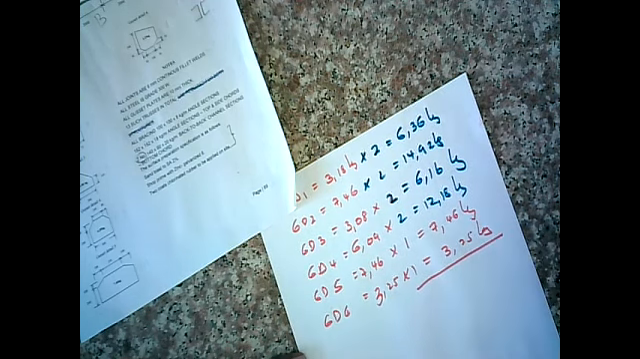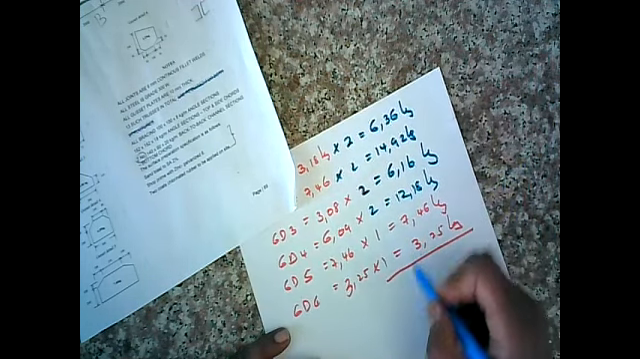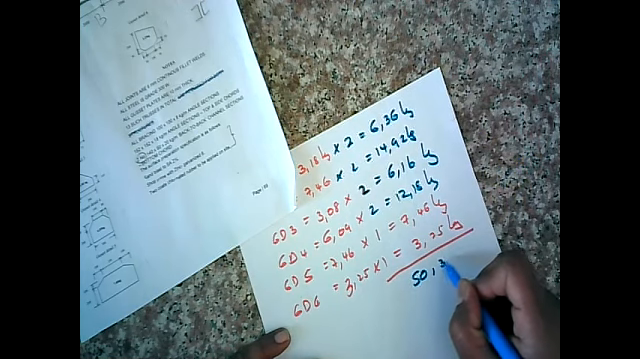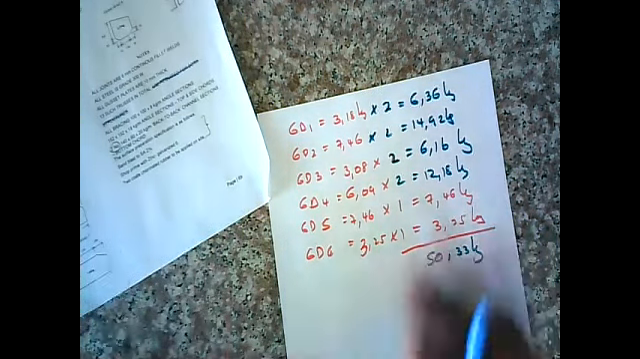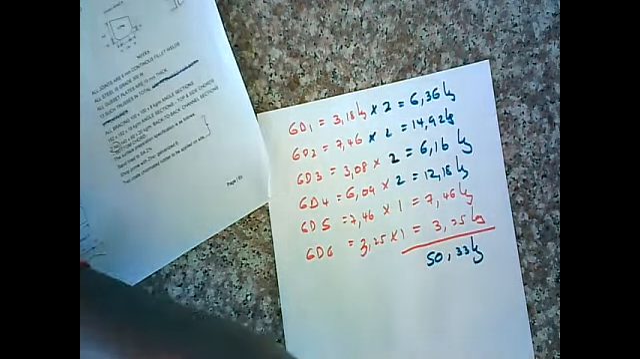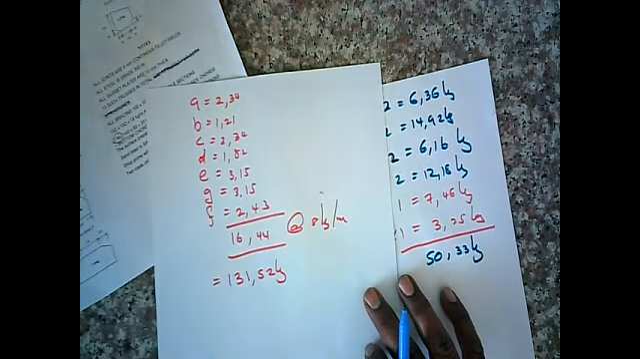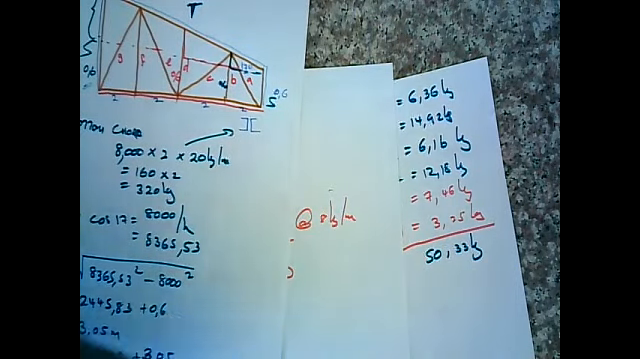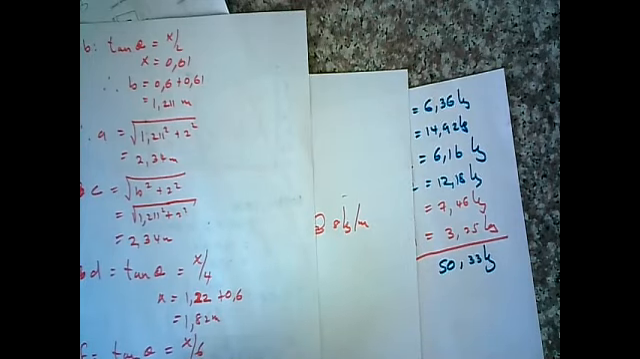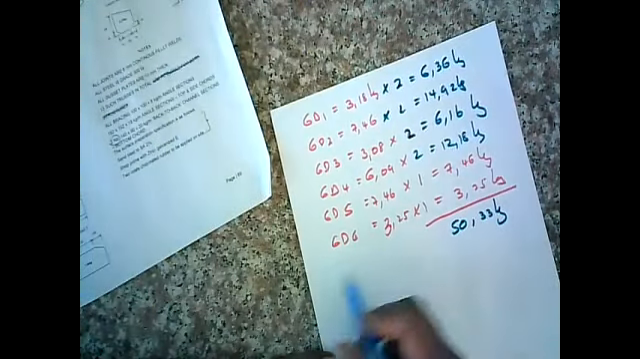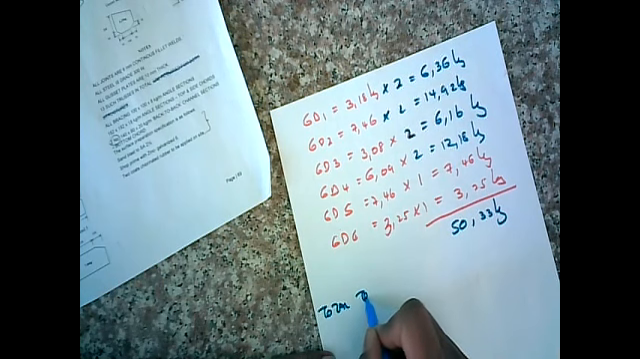What is the total? Total, tally that up, you should get 50.3 kgs. All right, so in short, what have we just done? We've basically found the weights of all our components for this truss.